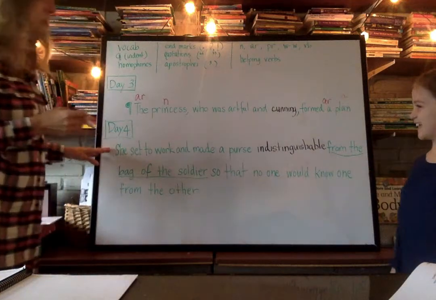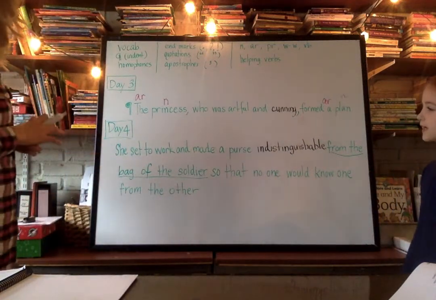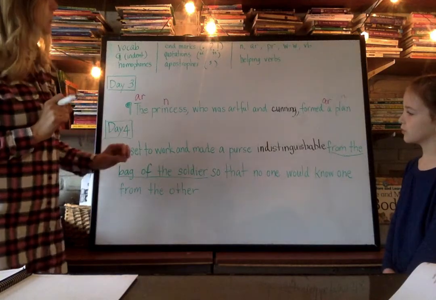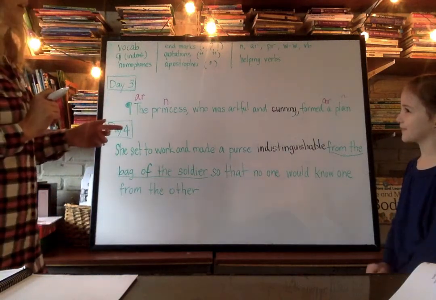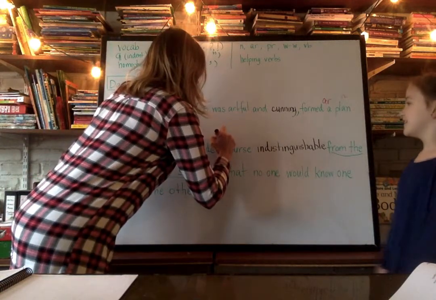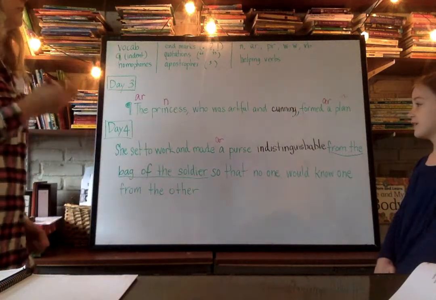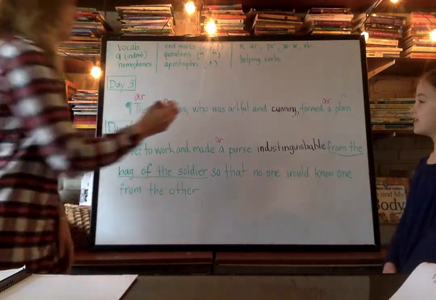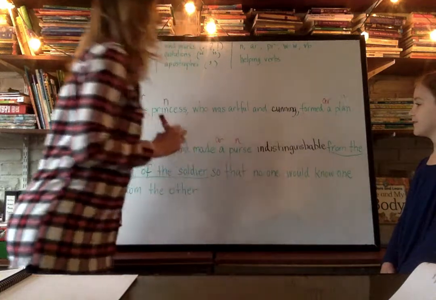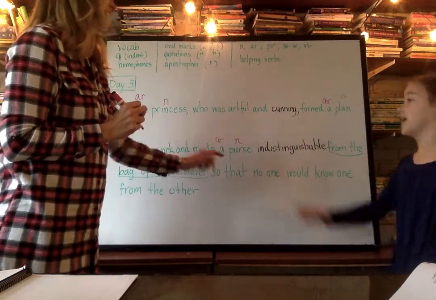Nice. All right, so let's go on to the second sentence, the day 4 sentence. Again, tell me to stop if we come to an article. She set to work and made, stop. Where? Article. A. What part of speech is it? Article. Very good. A what? A purse. What part of speech is purse? A noun. How do you know? Because it's a thing, and a noun always follows an article.